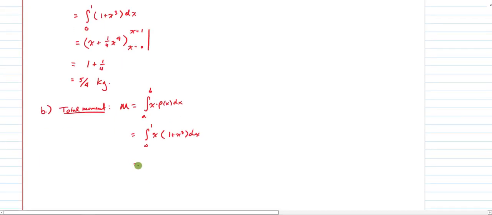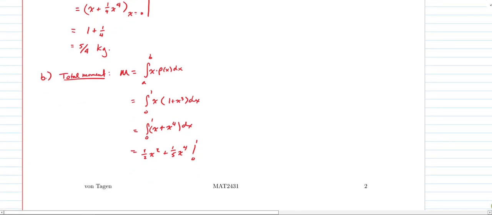which is equal to the integral from 0 to 1 of x times x plus x to the fourth dx, and we can evaluate that as 1/2 x squared plus 1/5 x to the fifth, evaluated between 0 and 1, and that gives us 1/2 plus 1/5, which would be 5/10 plus another 2/10, or 7/10 is this total moment.